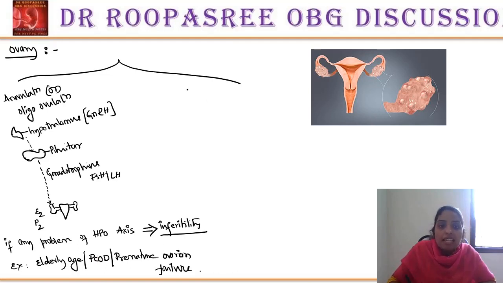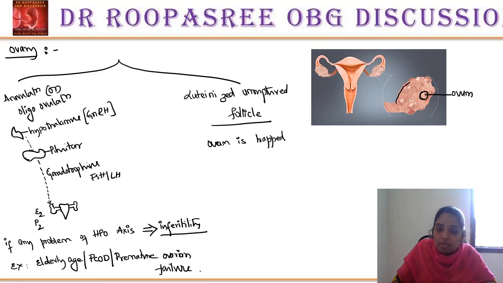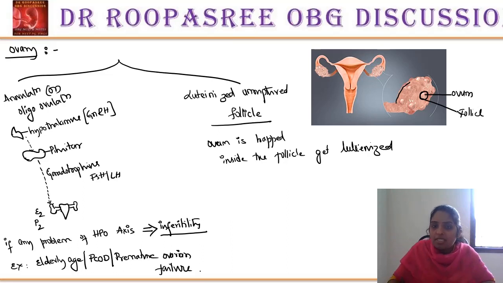Some of the examples. And the second is luteinized unruptured follicle. What is this? See, this is the ovary. See the follicle. What happens is, in this follicle the ovum will be there. The ovum is trapped inside the follicle and gets luteinized. This is the follicle and the inside one is the ovum. It gets trapped inside it and gets luteinized.